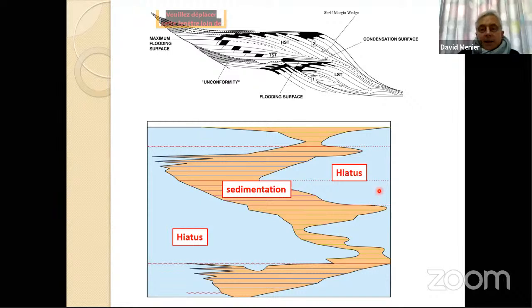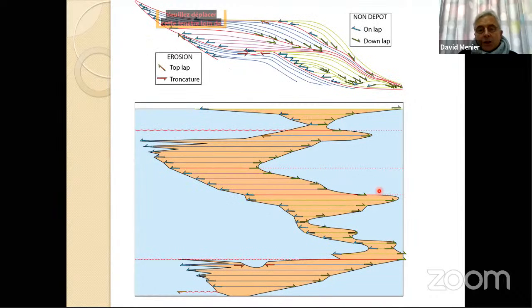How can I use that? I'm just looking at the terminations of the lines. On the left here, we call that onlap. When it's like that, a little bit oblique, it's downlap. And when you are at the top here, we have toplap. And we have some truncation.